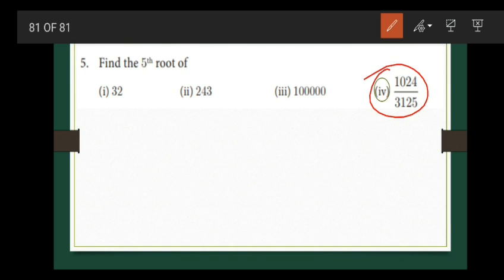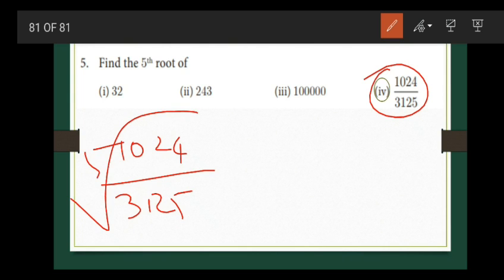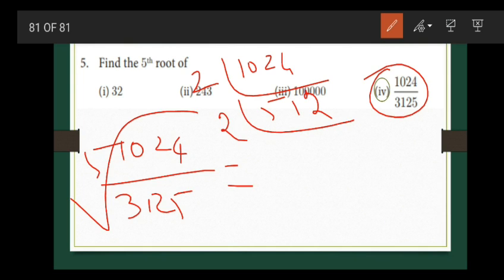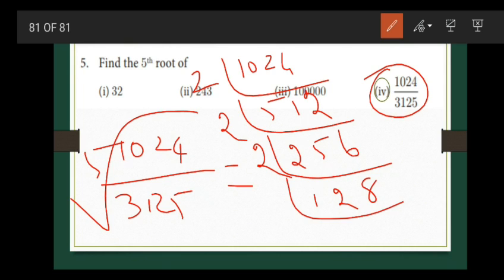I will do the fourth one, 1024 by 3125. We have to find out the fifth root of this one. So first factorize 1024.